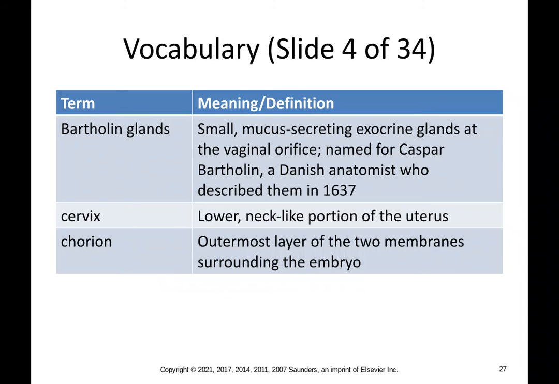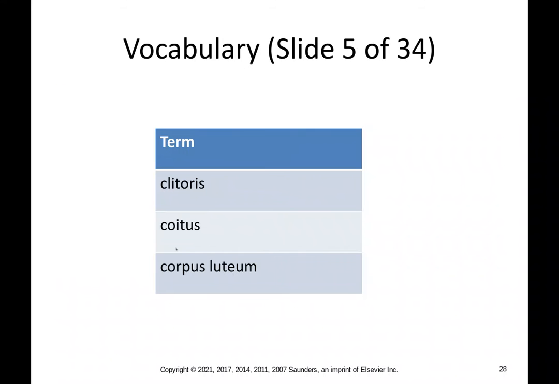These are named after Caspar Bartholin, who was a Danish anatomist who described them back in 1637. The cervix, which is the lower portion of the uterus that kind of looks like a neck. Chorion is the outermost layer of the two membranes surrounding the embryo.